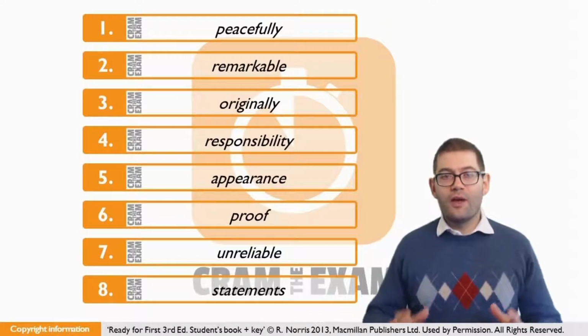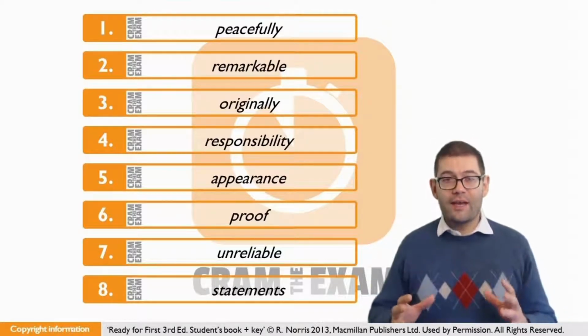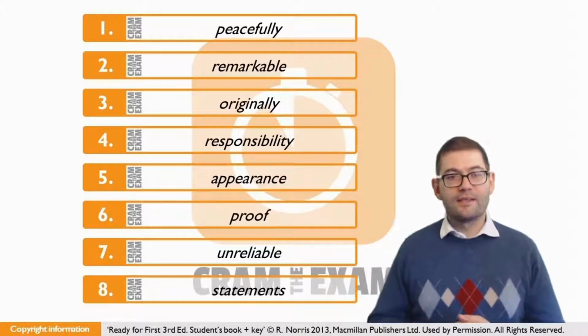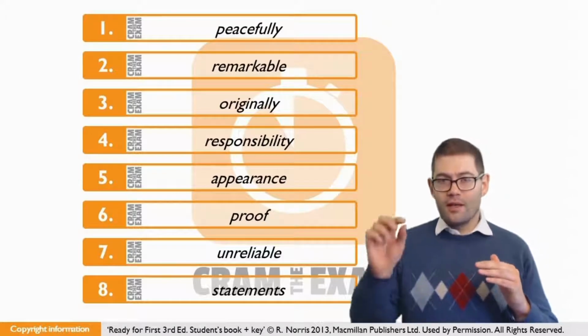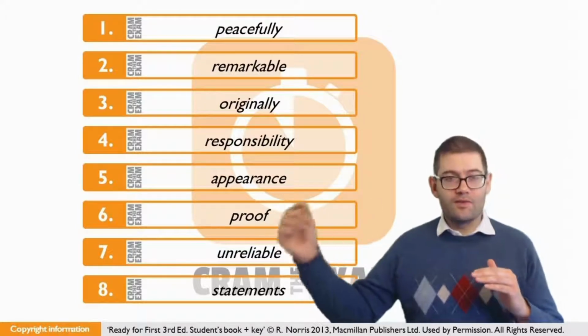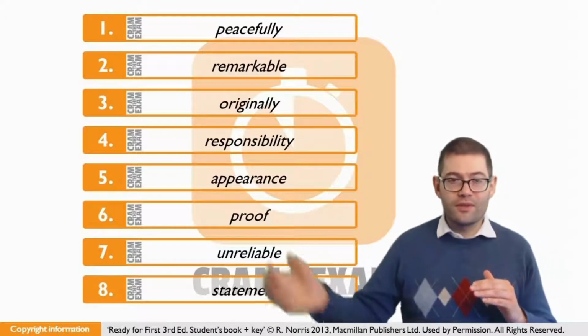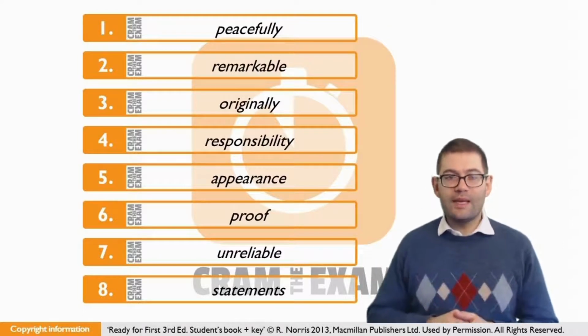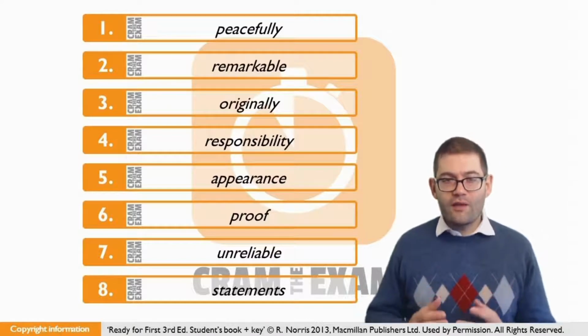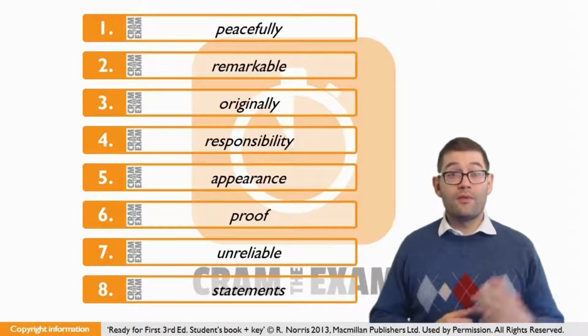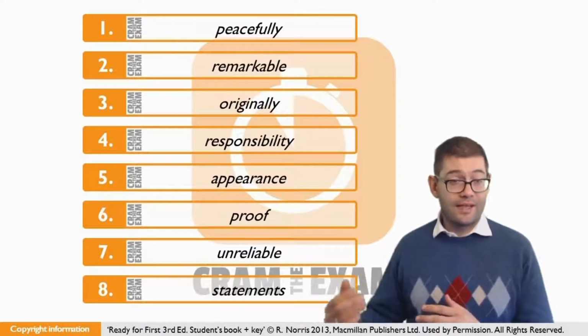For question number 4, if we have a look at the language surrounding the gap, we can identify a simple language pattern, and that is take plus noun, which is the gap in this case, for plus another noun of some kind, whether it's going to be a person or a thing. What's the noun that we need here? Responsibility.